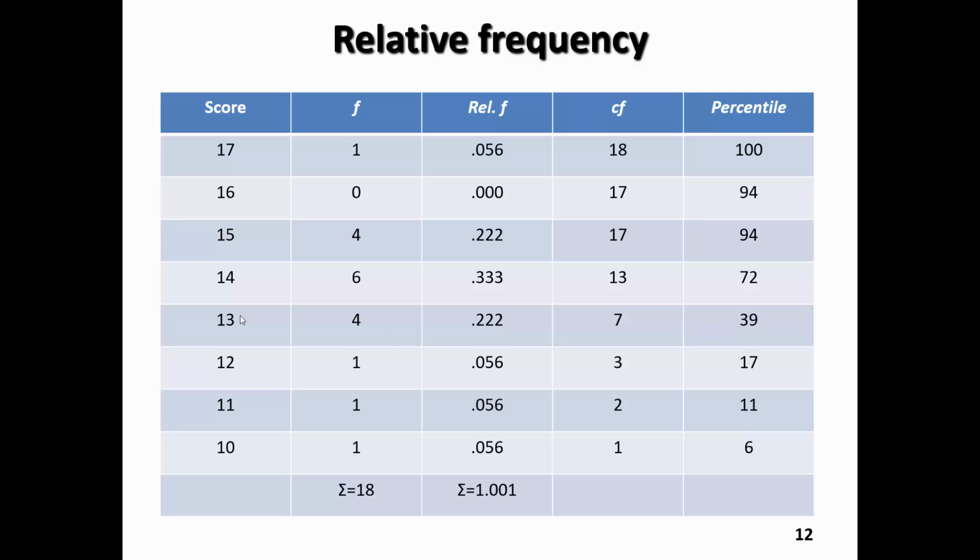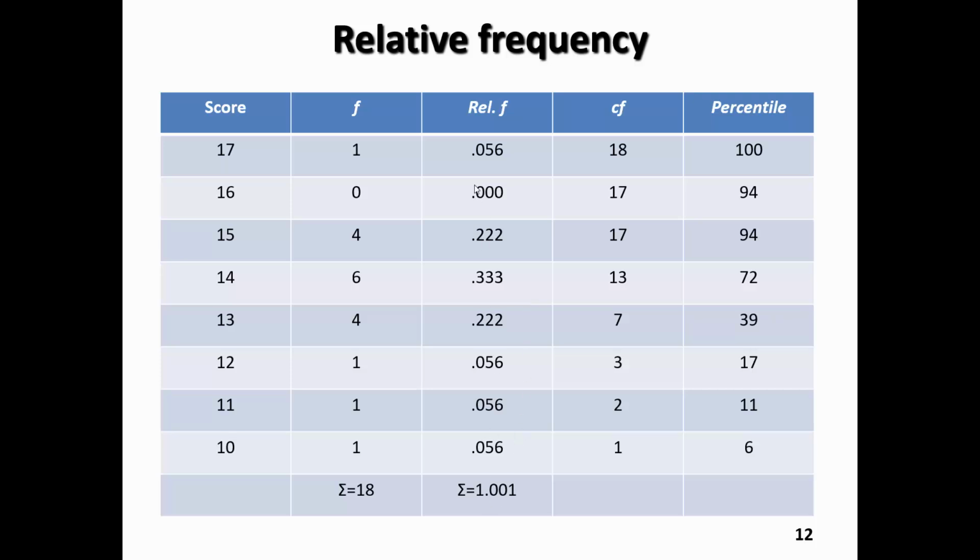But now when we move to an outcome of 13 out of 17, we see that we had 4 students score 13 out of 17. So we follow the exact same approach. We take the 4 divided by 18, and we would get a value of 0.222. We do the same with the next level. We get 0.333 when we take 6 divided by 18, and we continue that until we have all the relative frequencies.